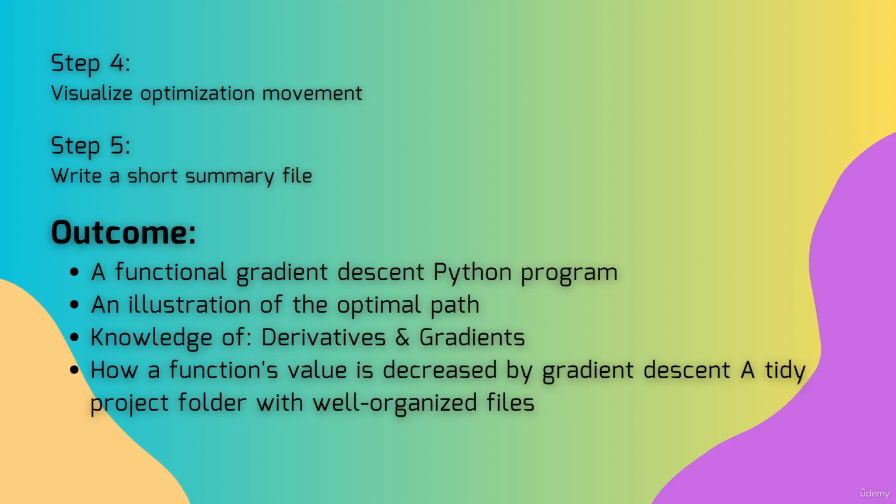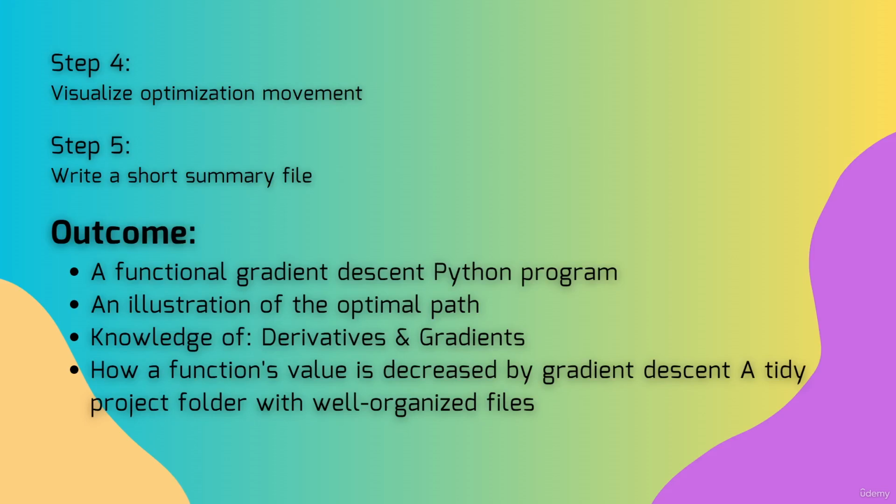Step 5 is completely optional. You can write a short summary file if you want to, but if you don't want to, it's also completely fine. The last thing that I would suggest you to do is take a screenshot of your code snippet and also take a screenshot of the image that you're going to create or represent visually by using matplotlib.